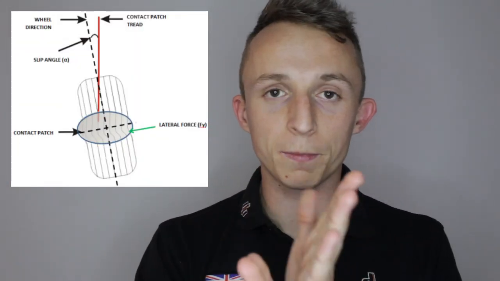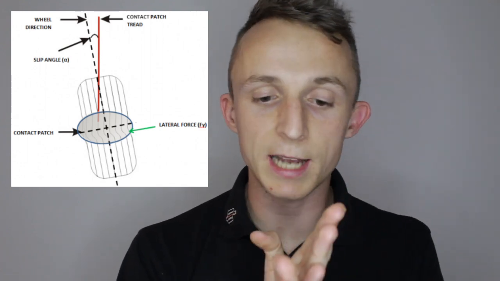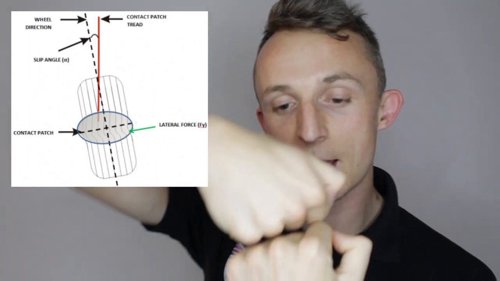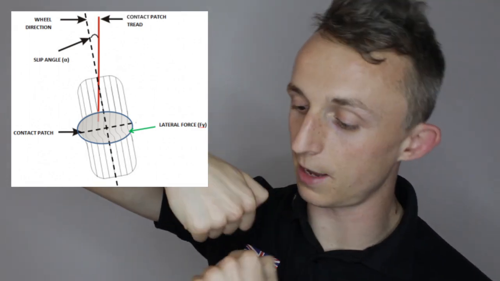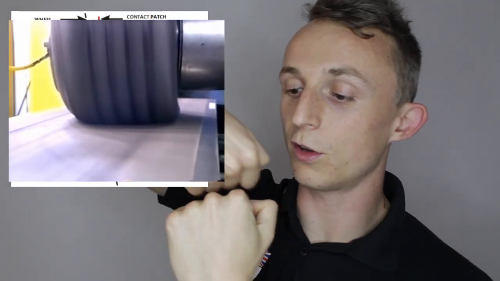Because there's a difference between the path in which the steering is being pointed and the direction in which the tyre is actually going, there is now a movement across the surface. So that means that the tyre is now moving across the surface of the tarmac, and therefore there's now a dynamic coefficient of friction to be used.